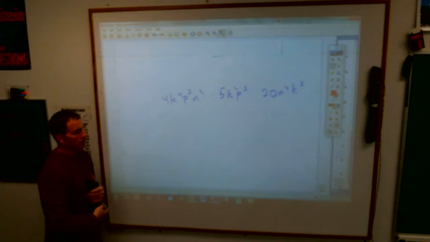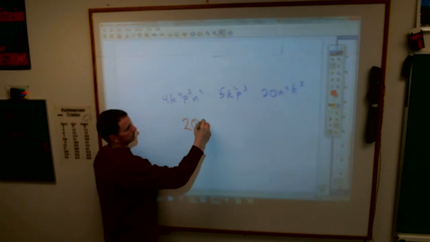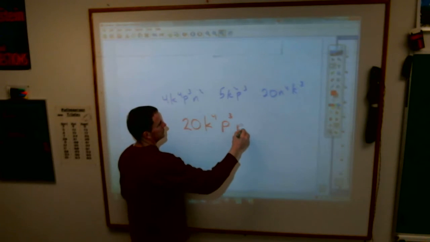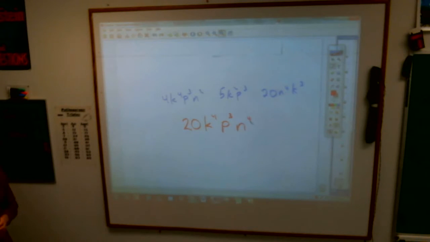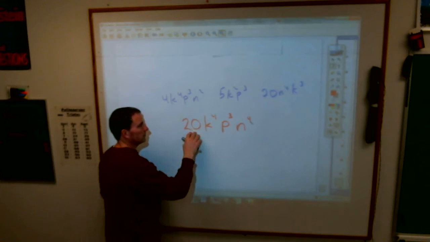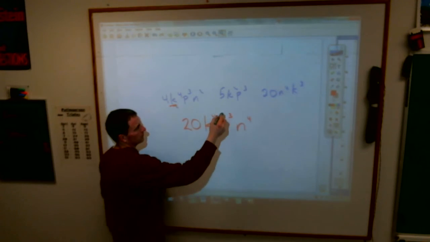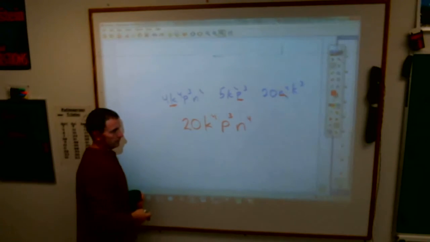Logan got 20k to the fourth, p to the third, n to the fourth. Agree or disagree? We've agreed before. Did anybody say disagree? Yeah, again, the number should be easy for you. What's the smallest thing that 4, 5, and 20 would go to? That's 20. Take the group that has the most k's, that's k to the fourth. The group that has the most p's, that's p to the third. And the group that has the most n, that's n to the fourth.